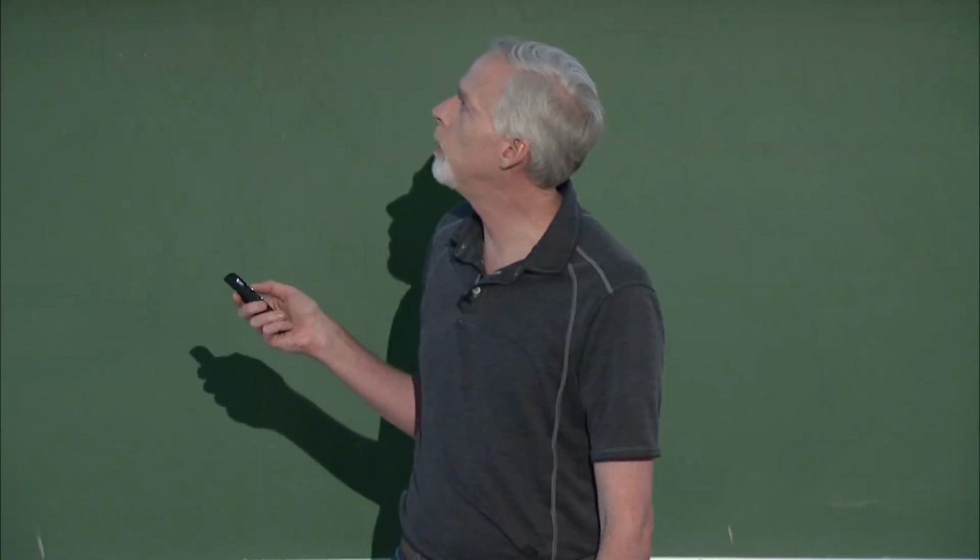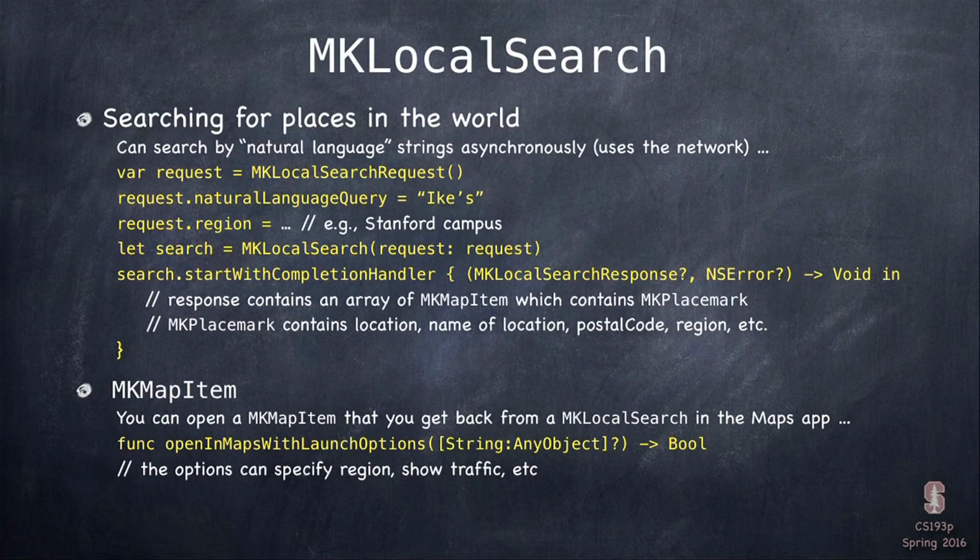MKLocalSearch, I'm not going to really talk about it, but it's a way that you can put normal English language descriptions of places like Ike's, and it'll go and search. This is asynchronous because it's going to go out on the internet to look this up, but it'll come back and give you a bunch of locations that might match this search.